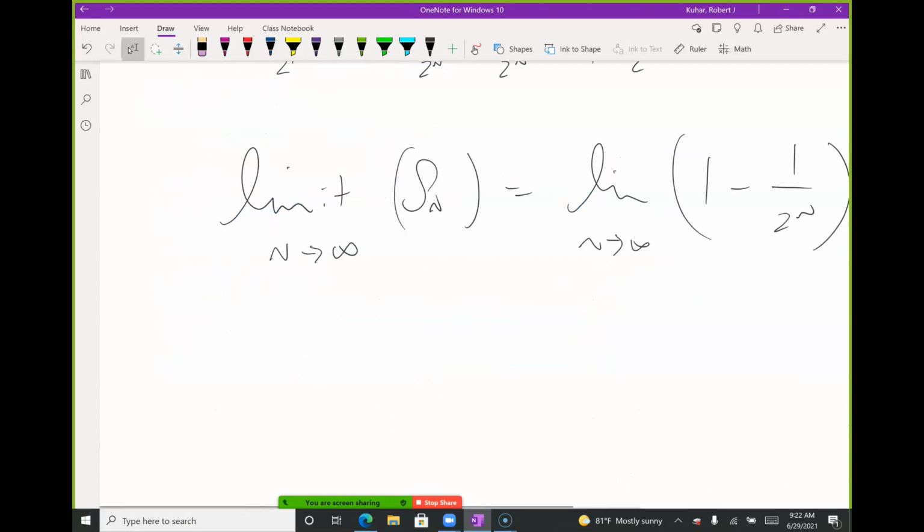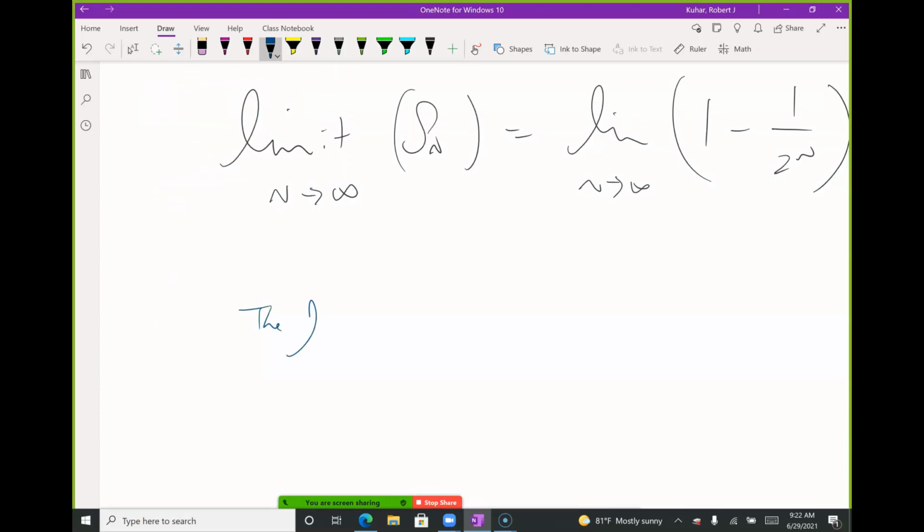Let me write it. The limit of the sequence of partial sums, if it exists, is the sum of the series.